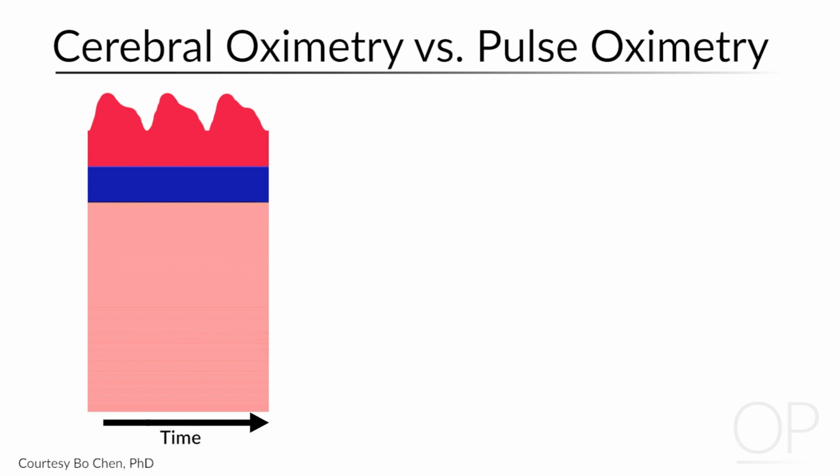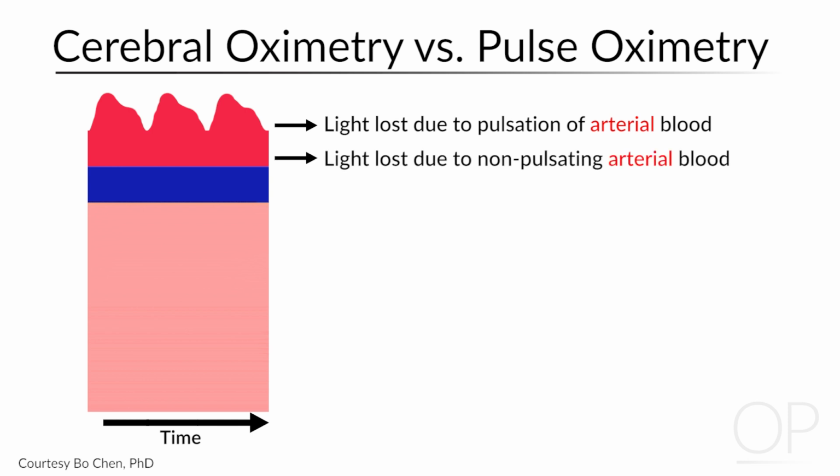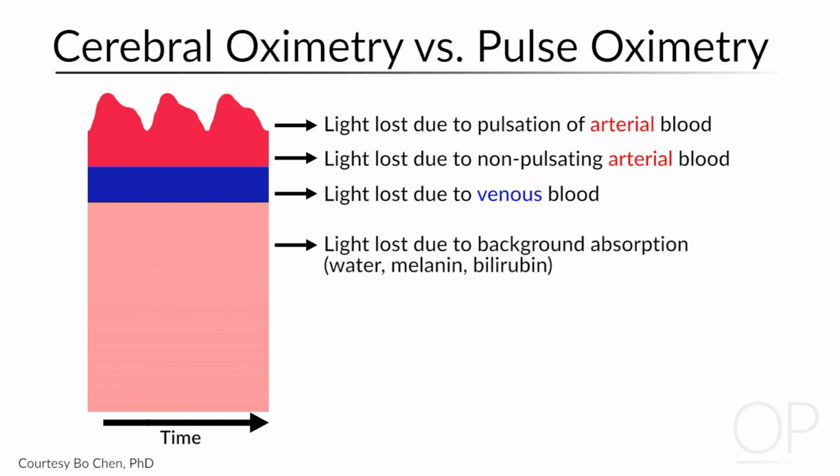What is the difference between cerebral oximetry and pulse oximetry? In the schematic shown, when near-infrared light passes through a tissue, light will be absorbed by the pulsating arterial blood, non-pulsating arterial blood, venous blood, background tissue, which is mainly water and melanin, and light will be lost due to scattering.